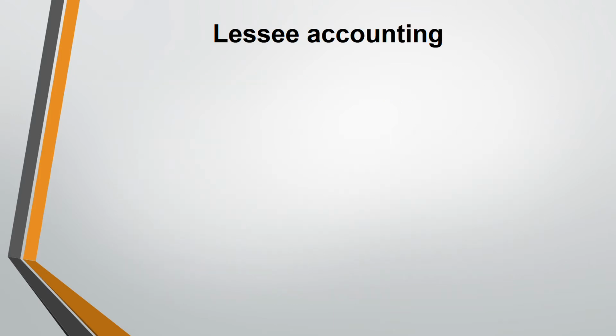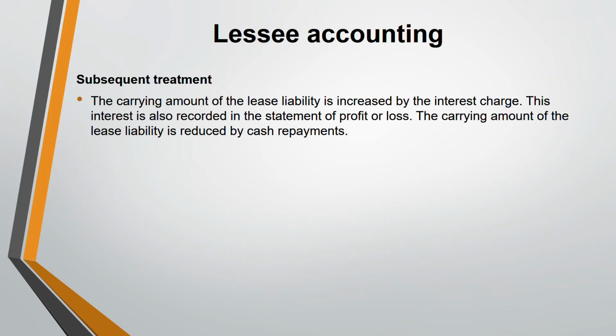So now lease accounting has some more things to do, but this is for subsequent treatment. Initially, you are recognizing a right of use asset and lease liability. What about subsequent treatment at the reporting year? At the end of each reporting year, you have to do this. Your lease liability will change, and your right of use asset also will change.